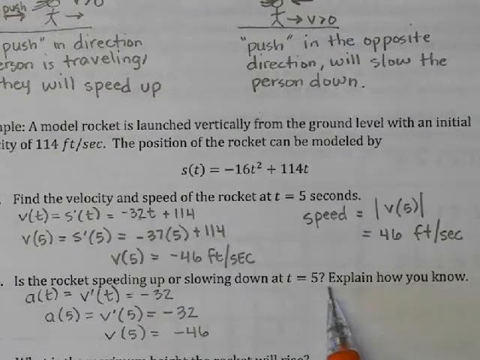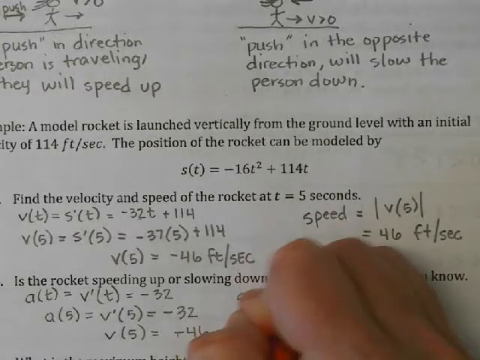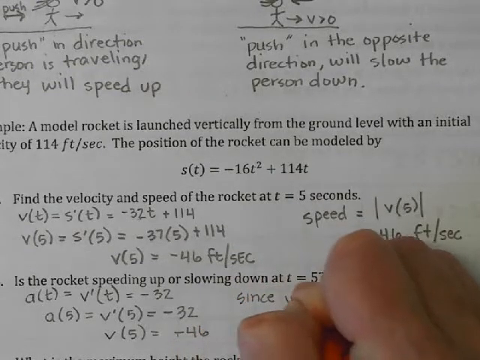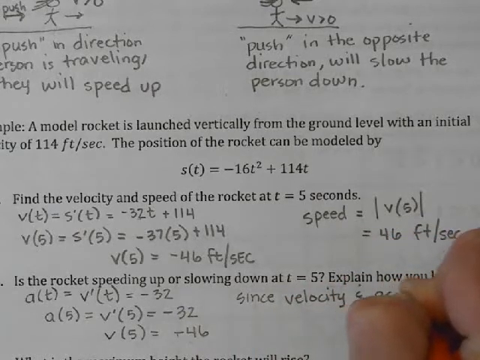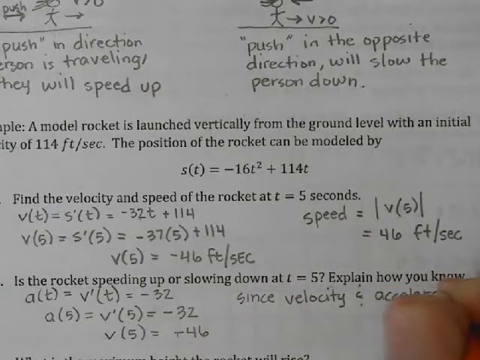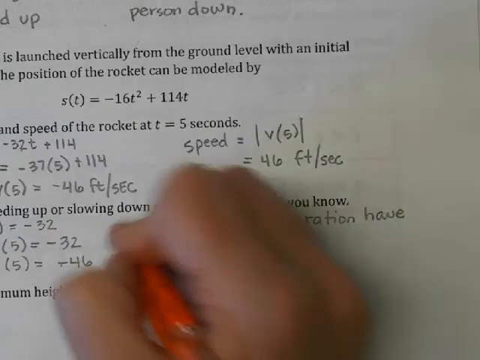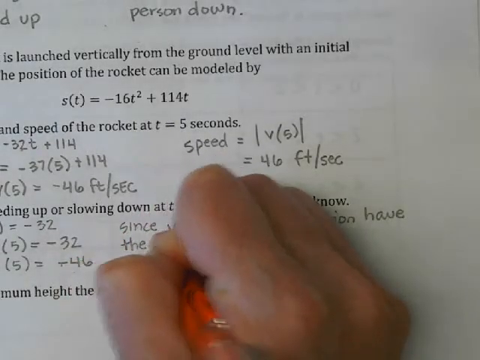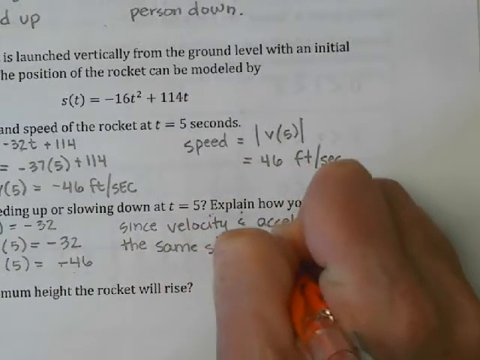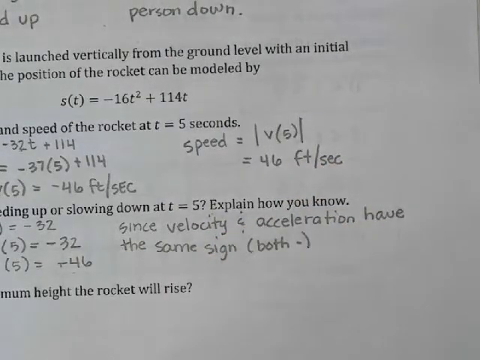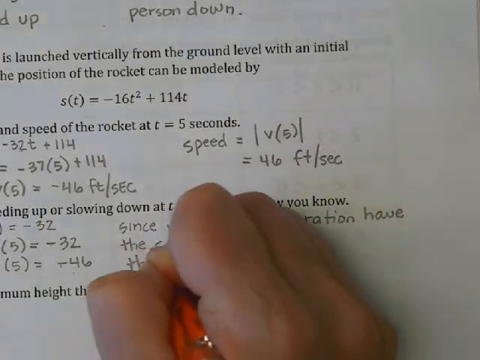Okay, explain how you know. Whenever you see explain in calculus, that means show the math. I'm showing the math, and then I'm going to explain: since velocity and acceleration have the same sign, which means they are both negative, the rocket is speeding up.